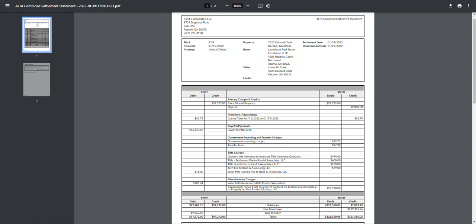So we're going to go through this line by line just so you can identify and understand what all this stuff means. Let's start with the seller side. When you look at the seller side, you're going to see a column for debit and credit. A debit means this money is being deducted. Okay. A credit means the money is being added. So as we go down the list, we're going to go down the list as they come around.